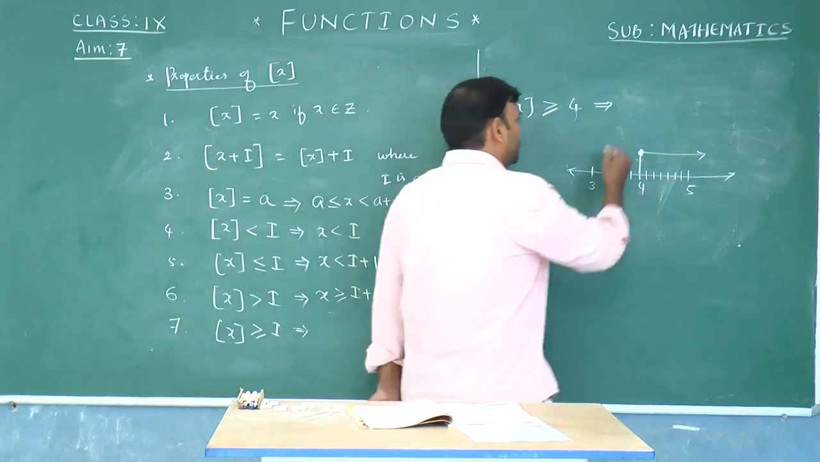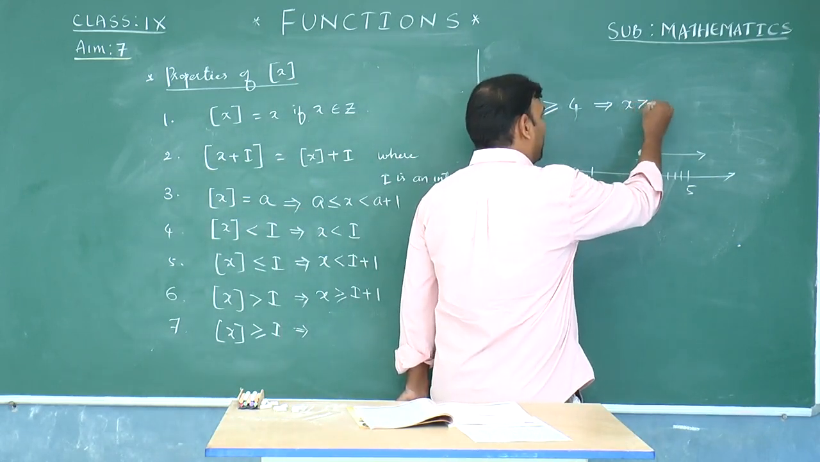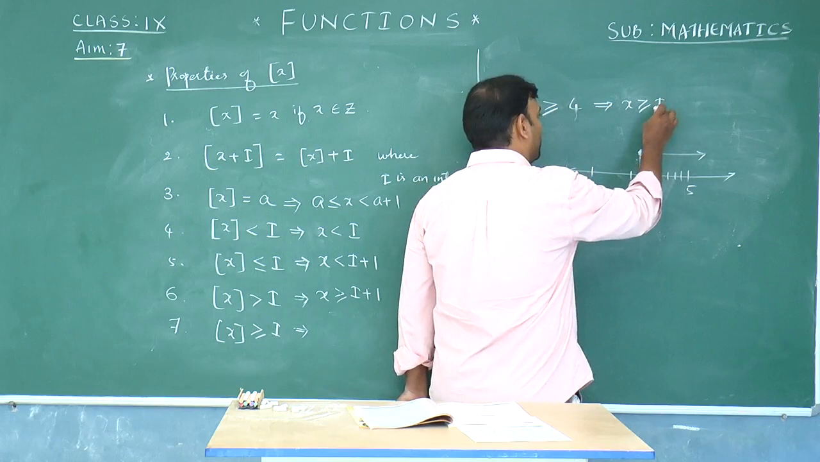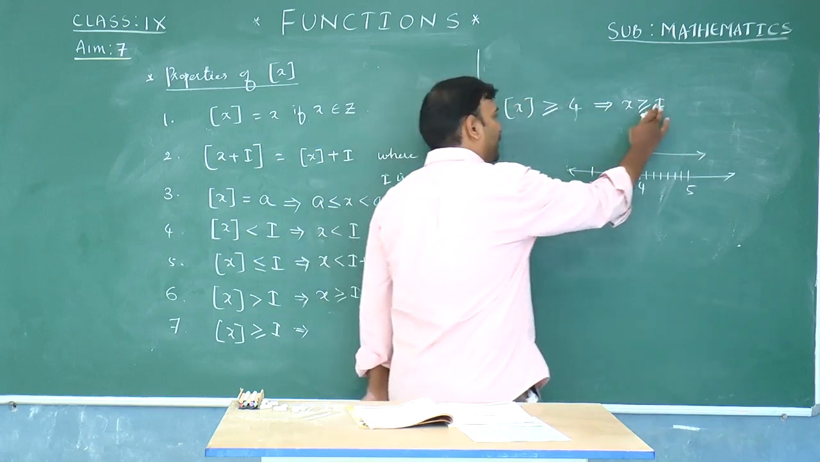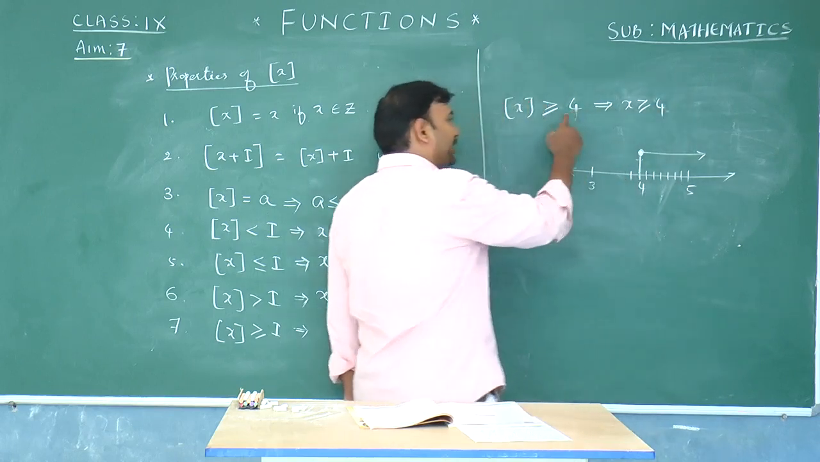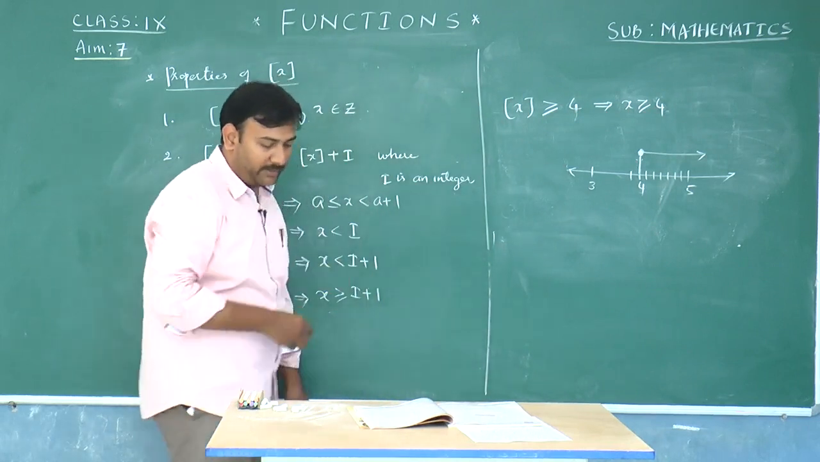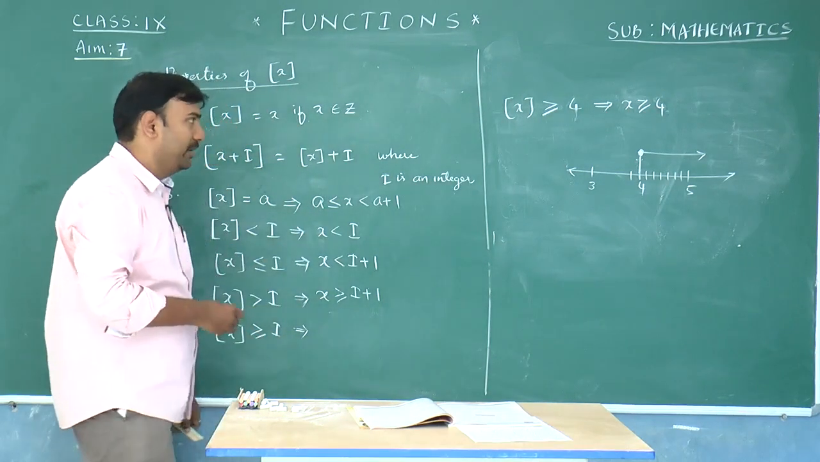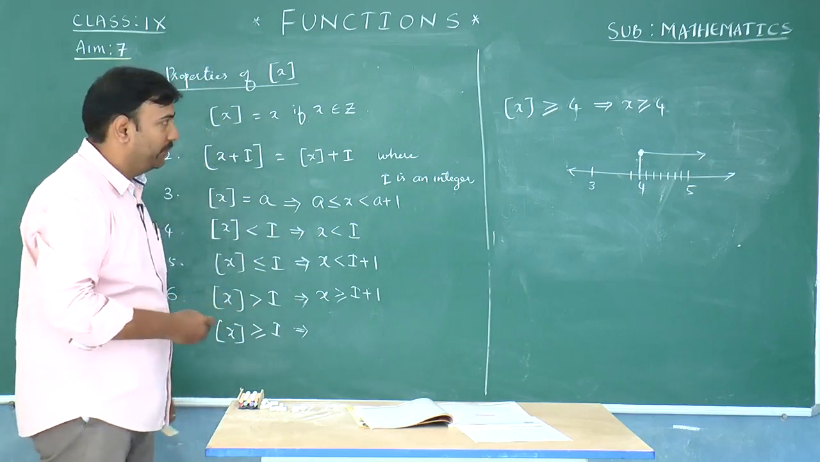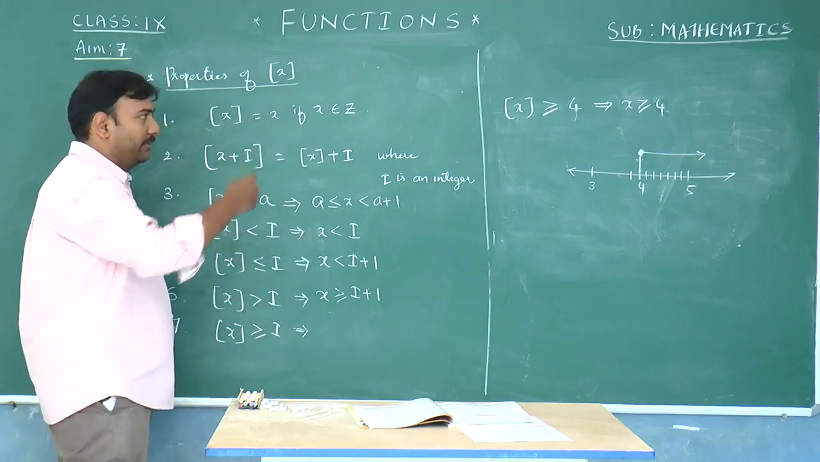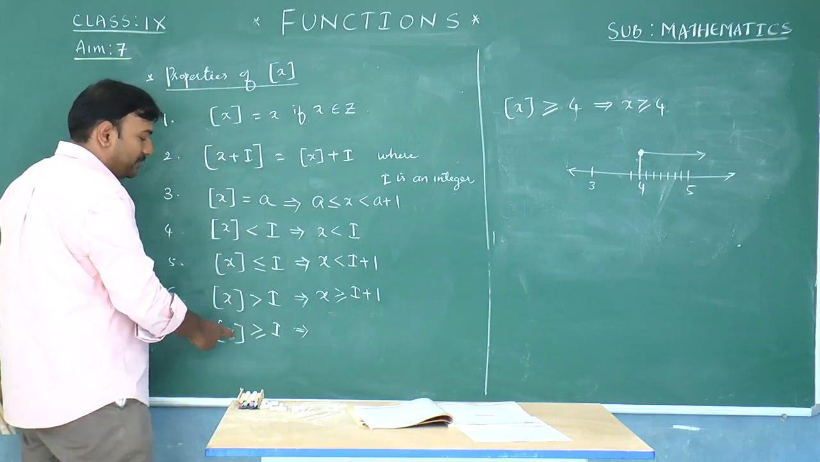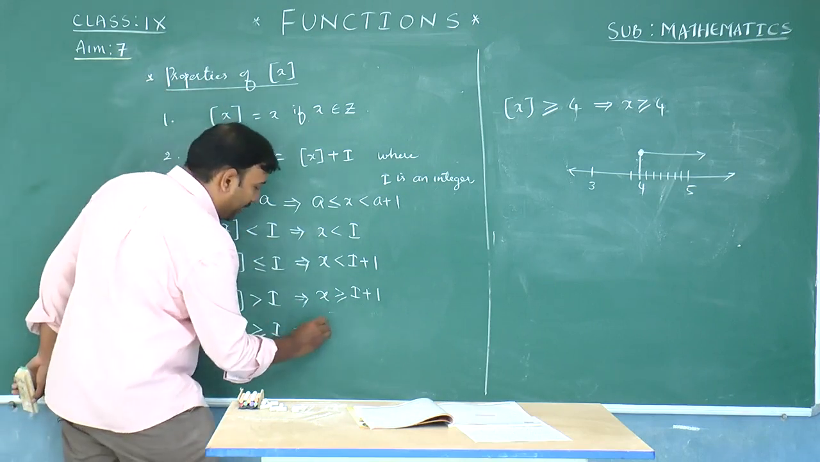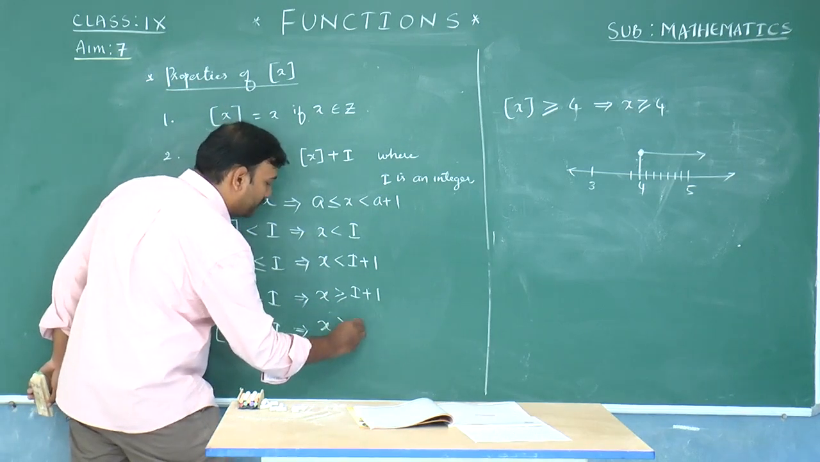The solution for this inequation is going to be x greater than or equal to I. So the integer, here 4, is going to remain the same. Whenever you have an inequation of this greater than or equal to type, the solution is going to be the same integer. It means step of x greater than or equal to I is nothing but x greater than or equal to I.